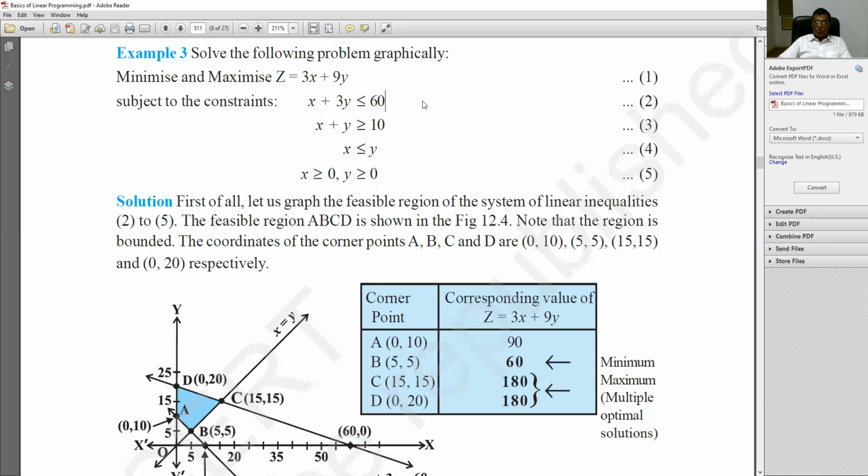Then the next equation: x plus y greater than or equal to 10. So write its corresponding equation, x plus y is equal to 10. Take it as equation 2.